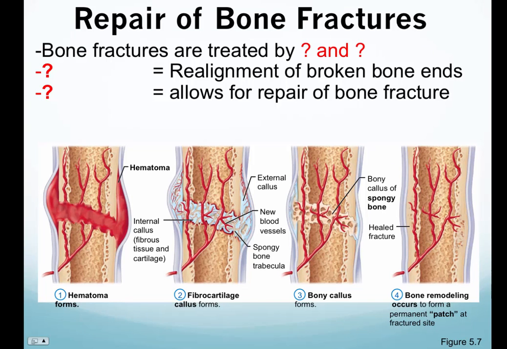This very last concept we're going to go over is how do we repair bone fractures. And so there are two methods of doing this. We need to know that they are reduction and immobilization. And so reduction is the act of realigning both of the ends of the broken bones, and then finally putting them in place to allow for repair of the fracture is immobilization.